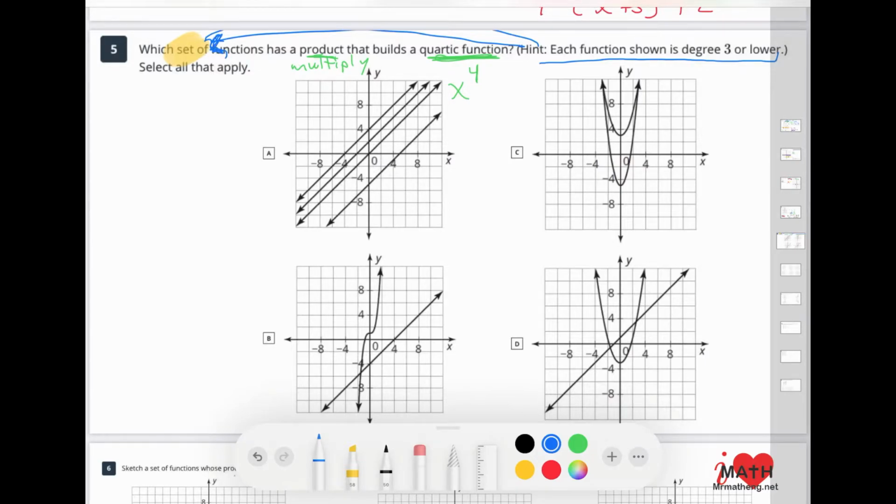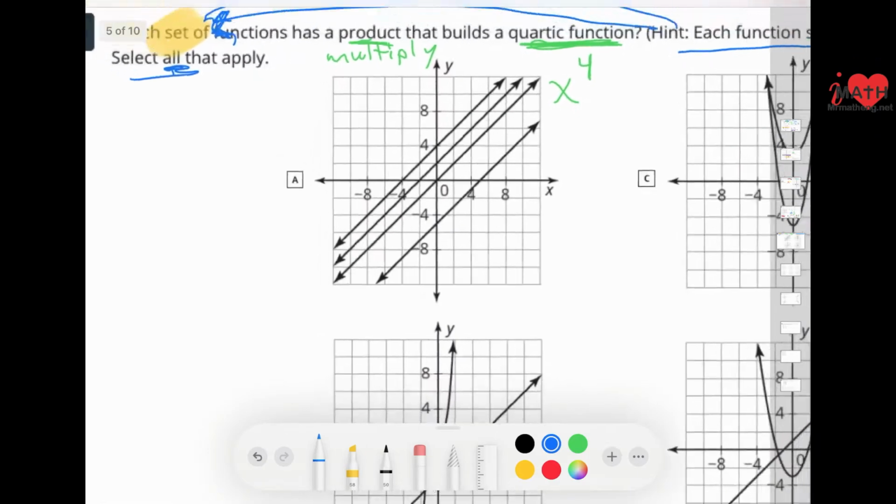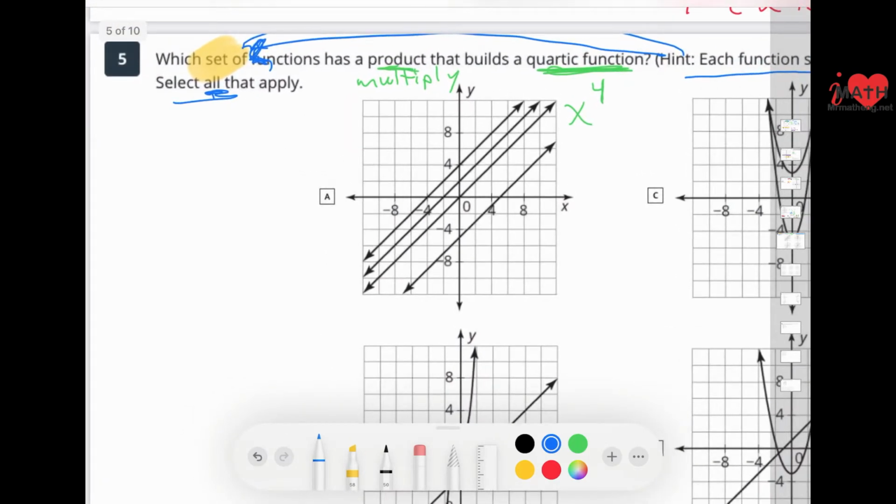Okay, now it says select all that apply. Okay, so which one builds a quartic? So here, this is a linear, so you would have something like x equals -4. And the big idea is if you add 4 to both sides, you get x plus 4 equals 0. And then you could put that around in parentheses, and that has a multiplicity of 1.